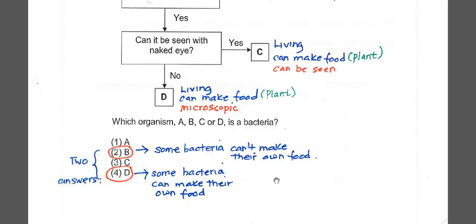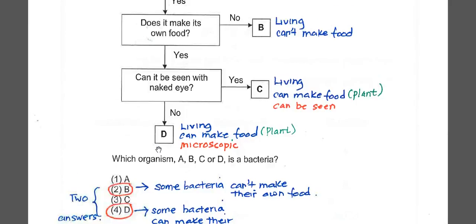Which organism, A, B, C, D, is a bacteria? A is out because A is not a living thing. Now we are left with B and D. Bacteria is definitely not this. The closest answer is D. Some bacteria can make their own food, not necessarily plants. So microscopic, D is the answer. Or B could also be the answer. I could admit that this question is not perfectly set, that it has somehow two answers, just for this paper.